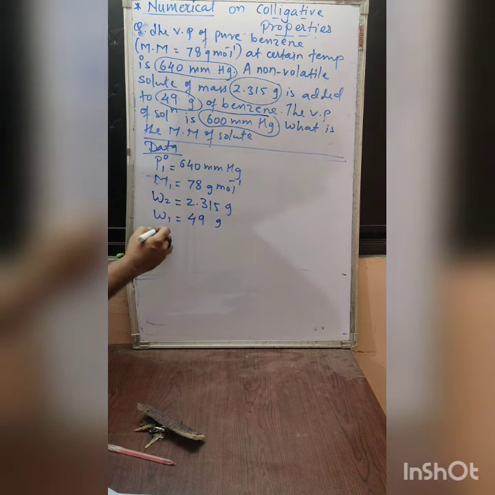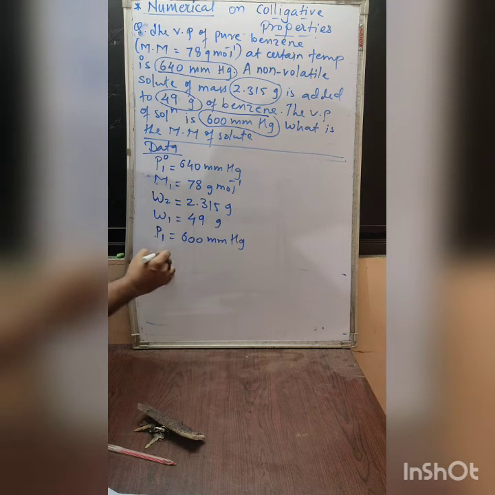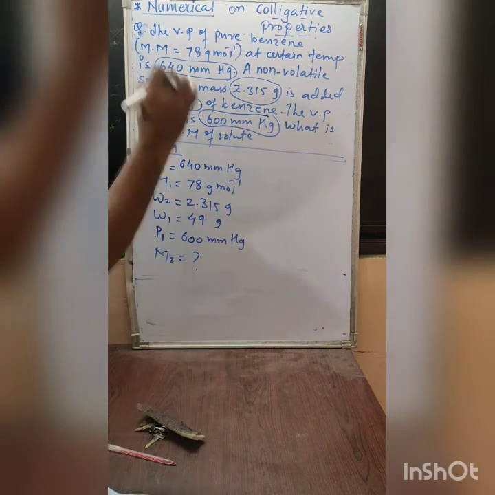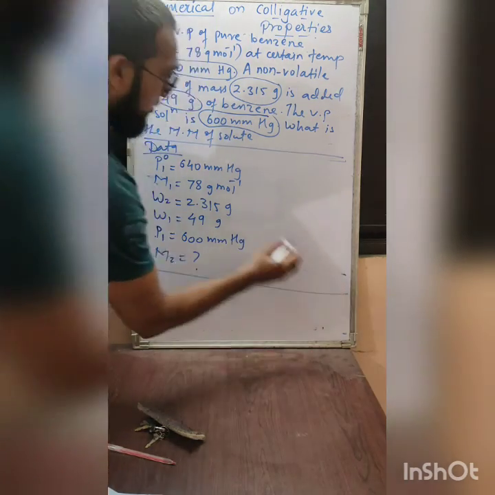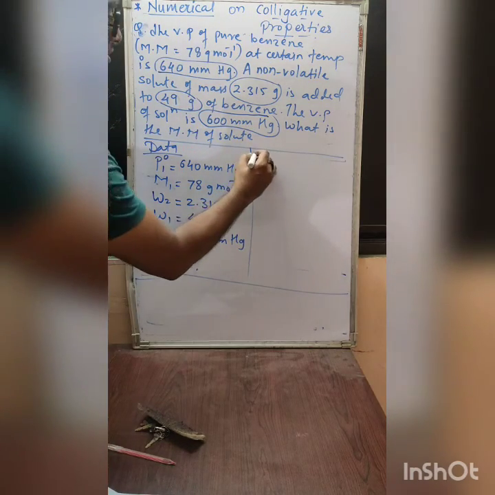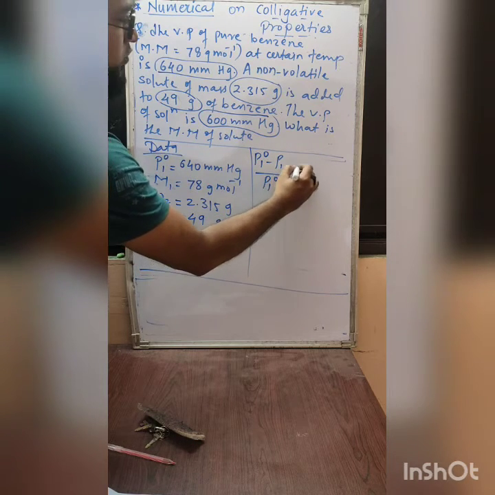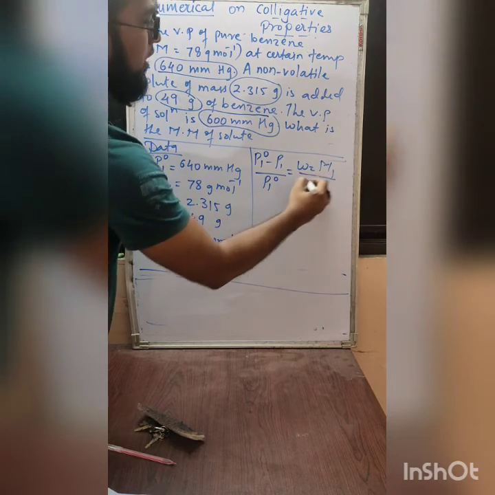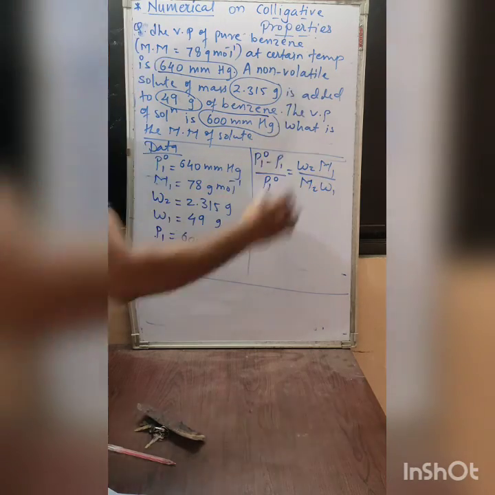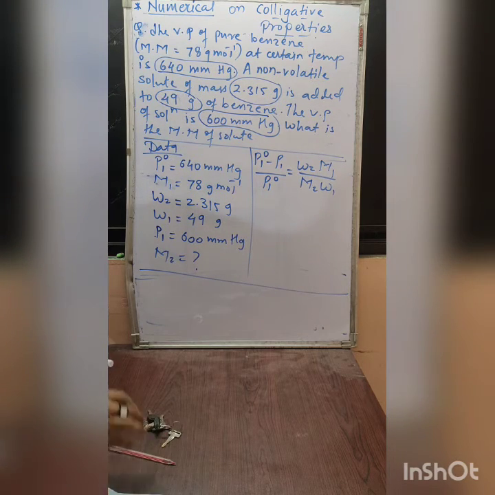Once again we have to find out. First we write P1 is equal to 600 mmHg, and here it is asked what is the molar mass of solid. Okay. So once again we will use the same formula, that is (P1⁰ minus P1) upon P1⁰ is equal to W2 M1 upon M2 W1. So we will go on substituting the values.